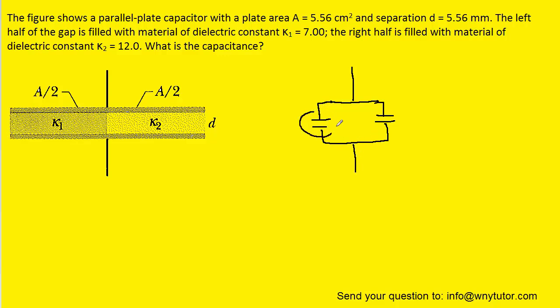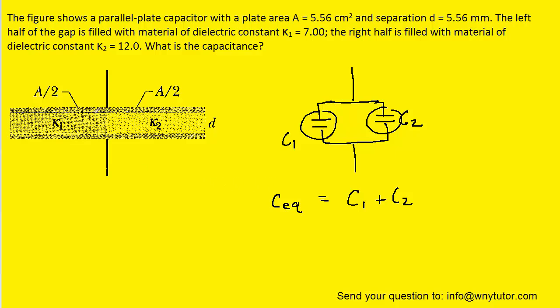And this capacitor on the left-hand side would be this section of the original parallel plate capacitor. And then this capacitor on the right-hand side would be this section of the original parallel plate capacitor. And we know that the equivalent capacitance of two parallel capacitors is simply the sum of their individual capacitances. So if we could come up with an expression for this capacitance as well as for this capacitance, all we would have to do is sum them together, and that would give us the equivalent capacitance.